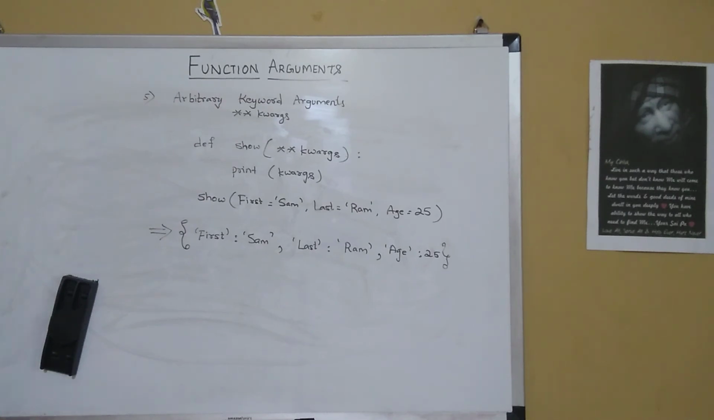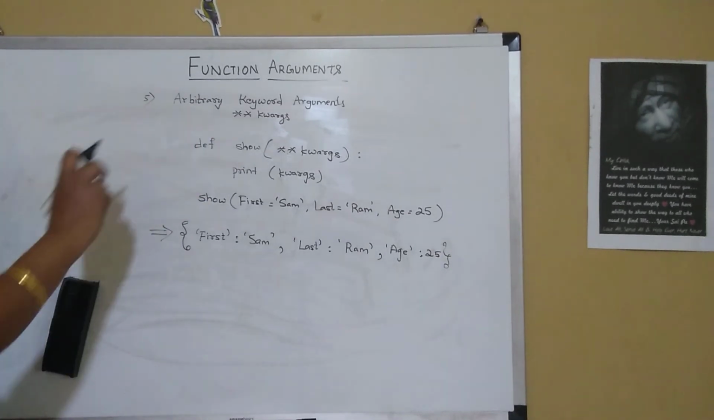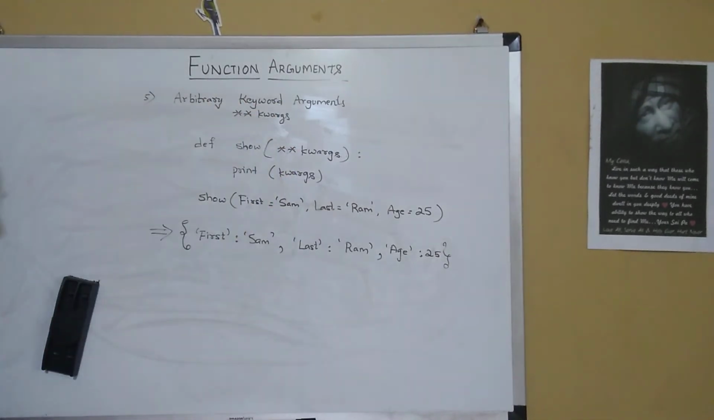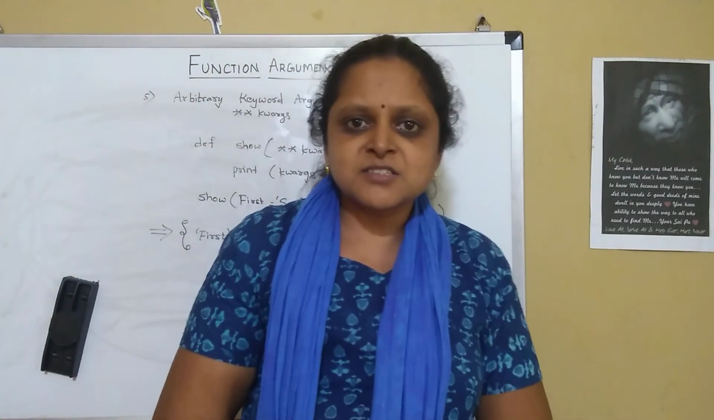Hope it is clear for you friends. The 5 types of arguments which we can pass to the function are the positional argument, the keyword argument, the default argument, arbitrary positional argument, and arbitrary keyword arguments. Let's see more code examples in the practical session.